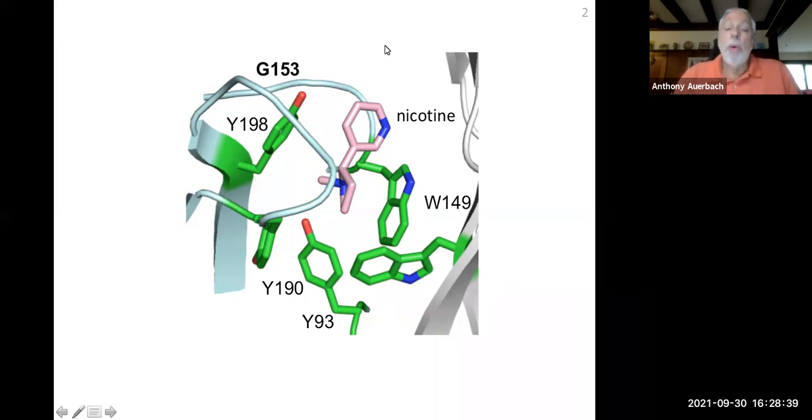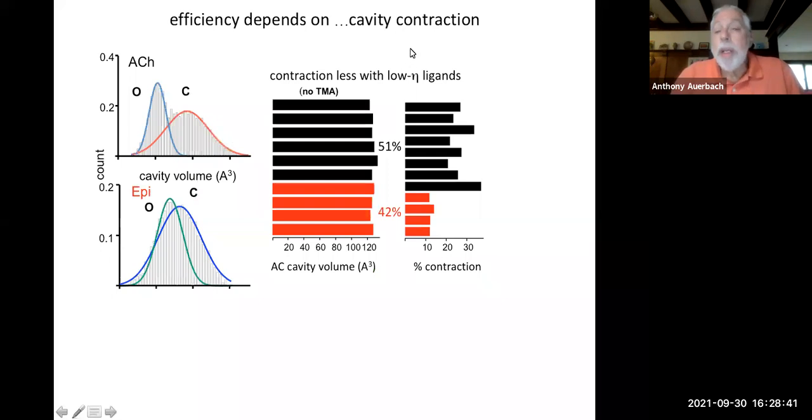So what we did is we made homology models of closed and open receptor binding sites. We did MD with ligands, short MD simulations just to equilibrate the system, and we measured the volumes of the pockets. Now we're doing this with PDB files as opposed to homology models, but we're getting the same results. What we found was that the closed pocket has a larger volume than the open pocket.